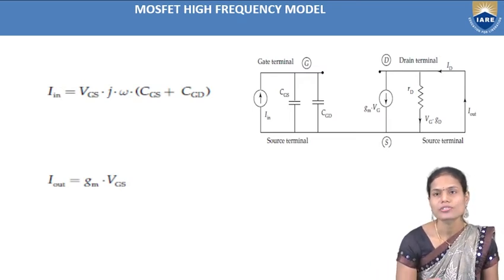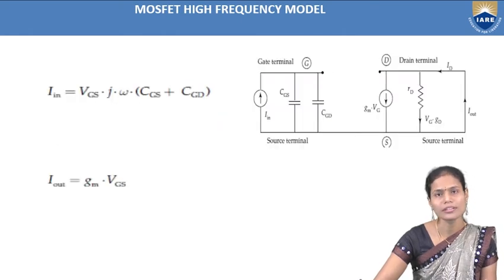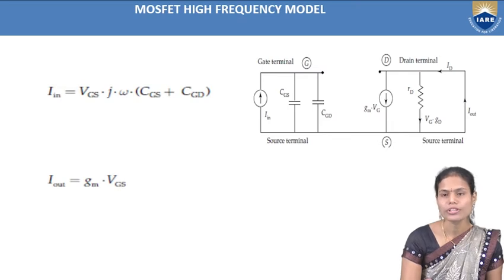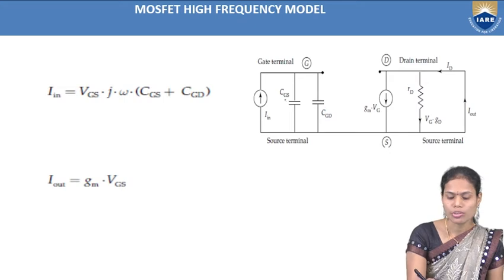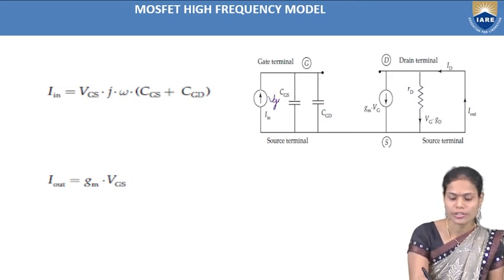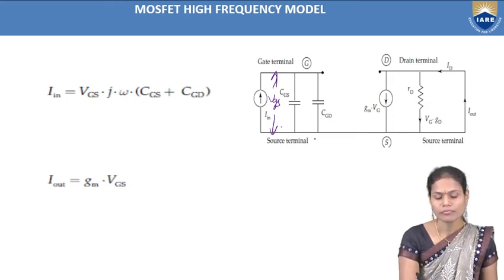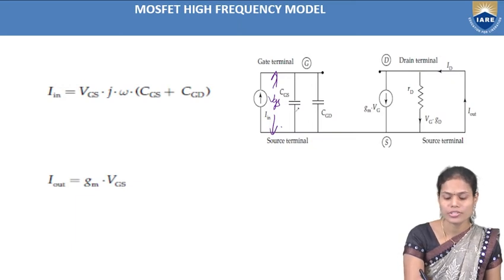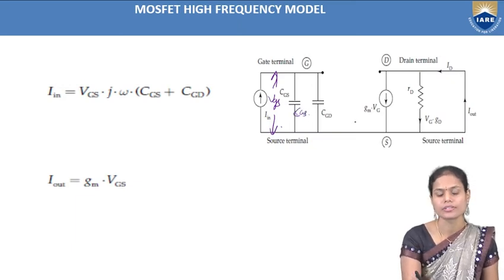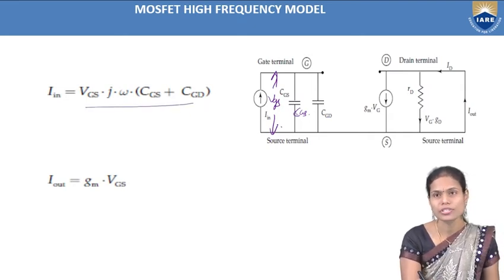So here, to find the short circuit current gain, again the same circuit that is in this slide I am considering in the next slide. From this circuit, if we find the input current, that is I_in, that is equal to the input voltage between gate and source, VGS, into j omega, that is the reactance of the capacitor, into the two capacitors which are present here, CGS as well as CGD, that is CGS plus CGD. So this is the overall input current which is flowing in the input side of the equivalent circuit.